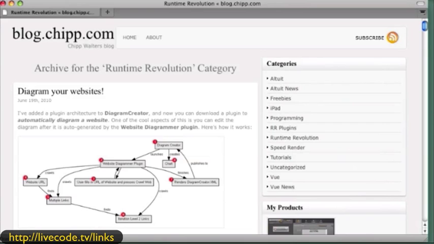This is one by Chip Walters, and he's a very active thinker on more than one level. He doesn't just do Runtime Revolution or Livecode. And here's something he put together that can diagram your websites if you're trying to put them together. So this is an interesting URL that'll be on the page.